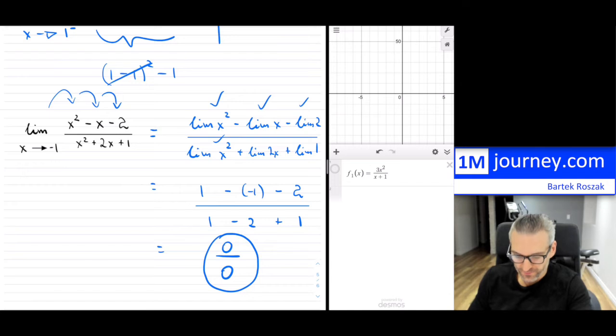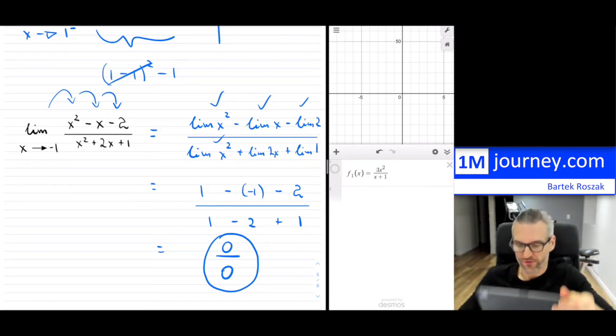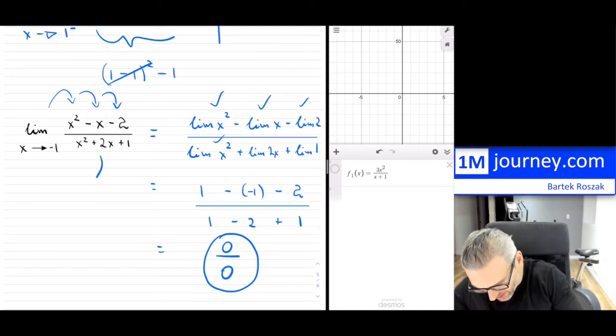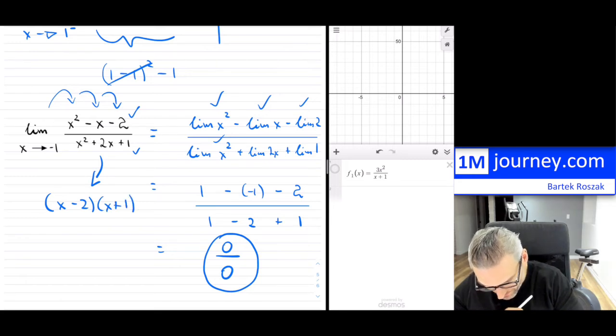Now, what I'm going to do next is try to massage this and see what happens. I do notice that I have a quadratic on top and a quadratic at the bottom, so let me factor that out. This goes back to your quadratics, and if you remember how to factor them, you have x minus 2 and x plus 1. I think that's what that would be.